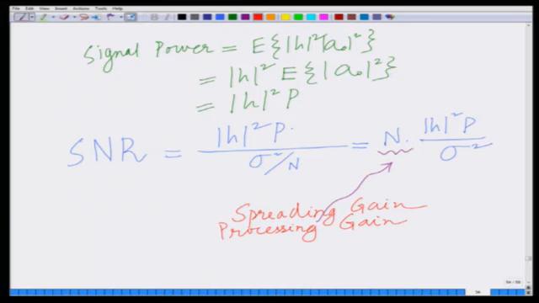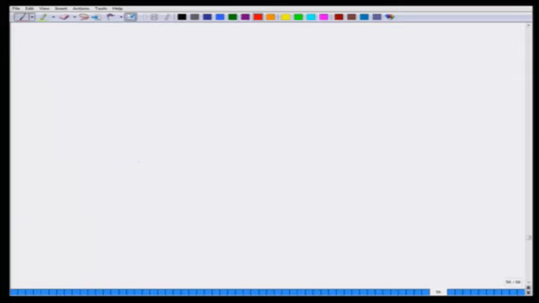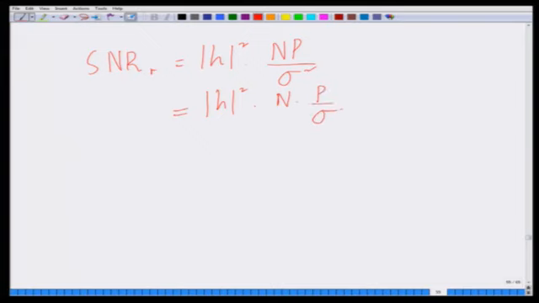Let us look at the bit error rate. Previously, we have seen the bit error rate of a normal wireless communication system. So, now let us look at the bit error rate of a CDMA communication system. We observe that our SNR at the receiver is magnitude of h square times N P over sigma square, which is magnitude of h square times N times P over sigma square, but P over sigma square is the SNR at the transmitter, which we simply denote by SNR.